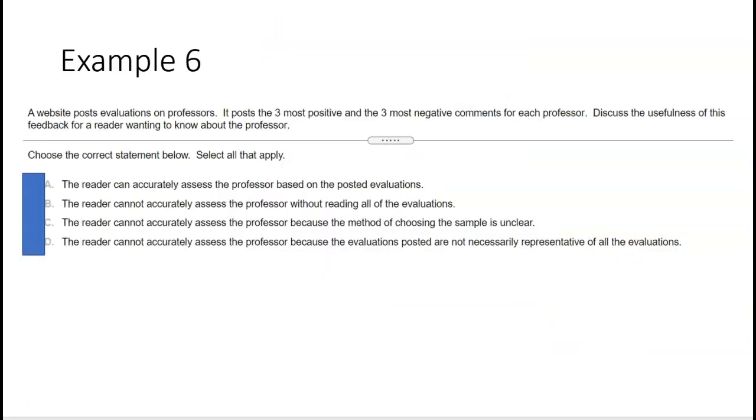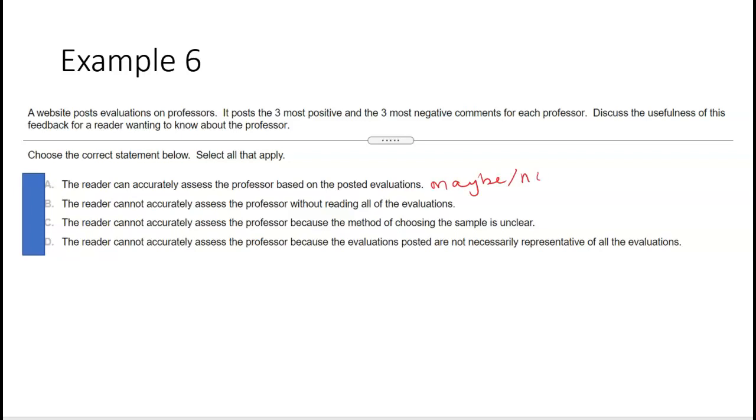A website posts evaluations on professors. It posts the 3 most positive and 3 most negative. Discuss the usefulness of this feedback for a reader wanting to know about the professor. All right, let's go through this here. The reader can accurately assess the professor based on the posted evaluations. Well, if I see 3 good things and 3 bad things, I might not really be able to accurately assess. I'll say maybe or no here.